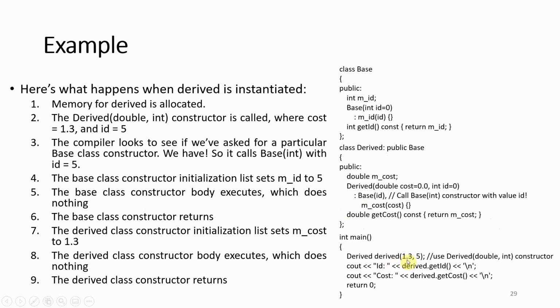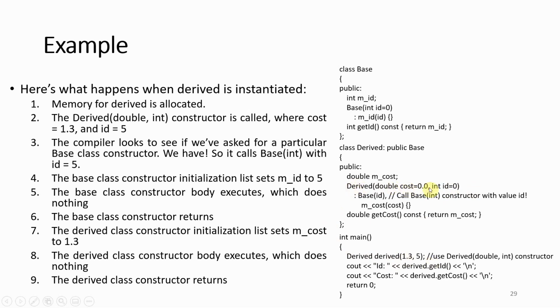Another example is shown here. Let me go through this one. So here we are calling the non-default constructor of the derived class. It's going to go here. Actually, you can think of this as a default constructor because all the parameters have default values. But anyways, here it's going to go here, right?